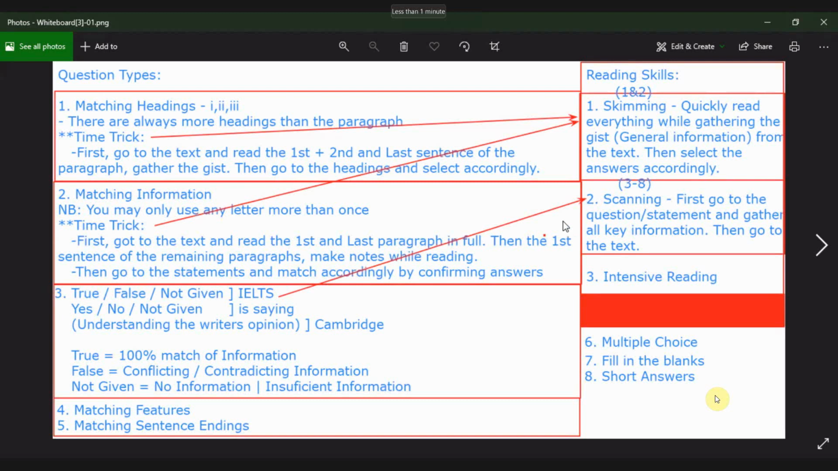Right, but that's it. So this is how you're going to handle matching headings. All right. So if everything is not working, do skimming to understand more. And then since you've managed to answer that question already, cross it out from the list.